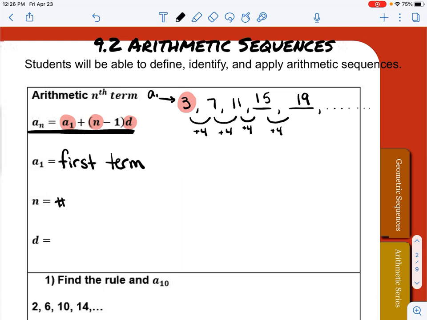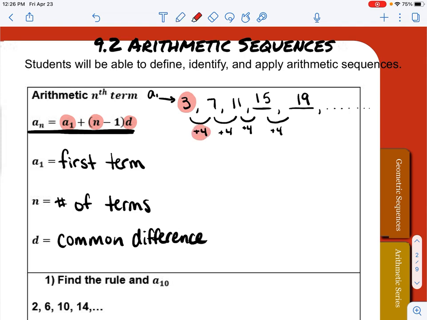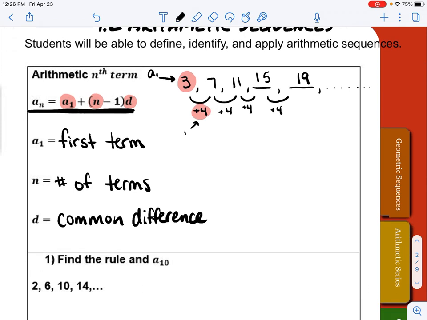Okay, n is the number of terms. So if you were trying to find, say, the 100th term, n would be 100. And d is the common difference. So in our example, d is plus 4.